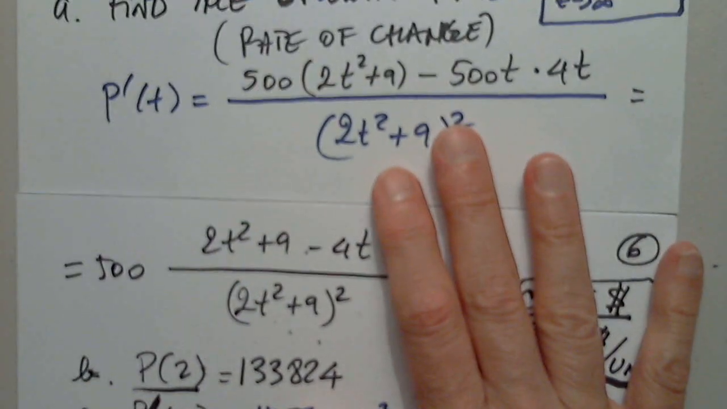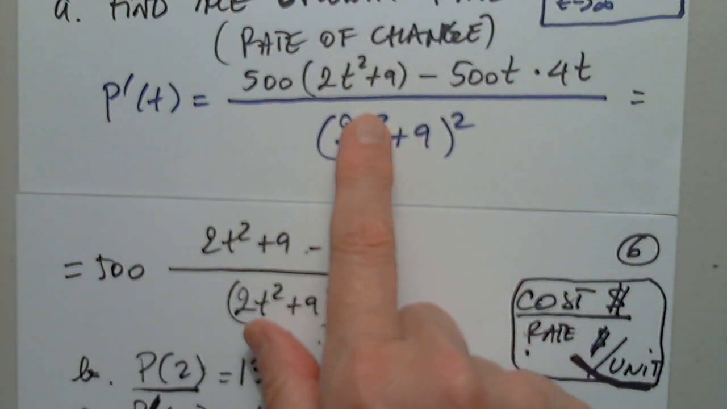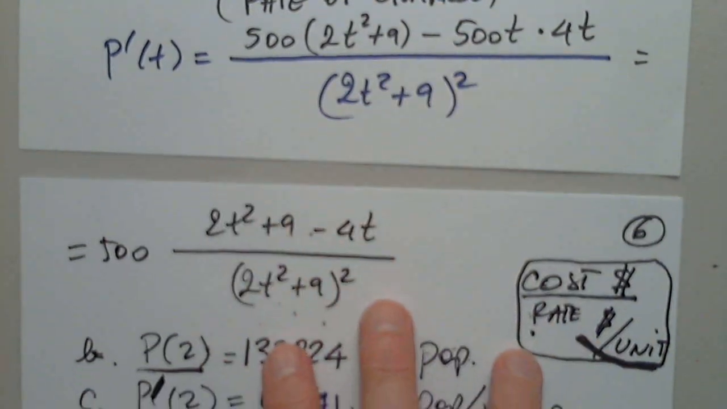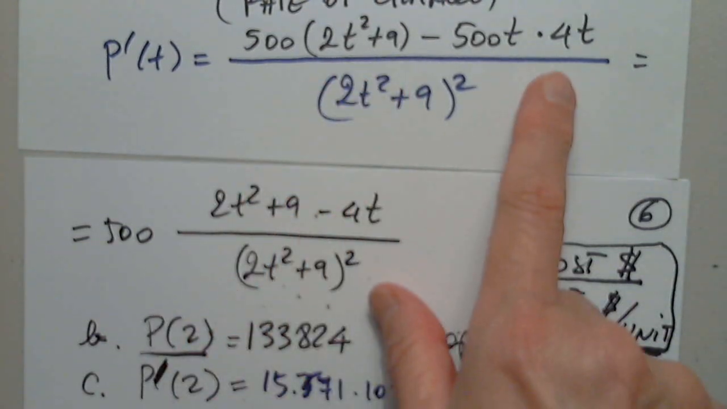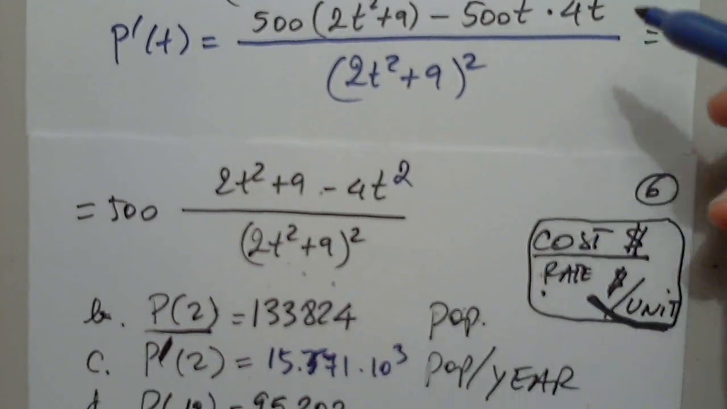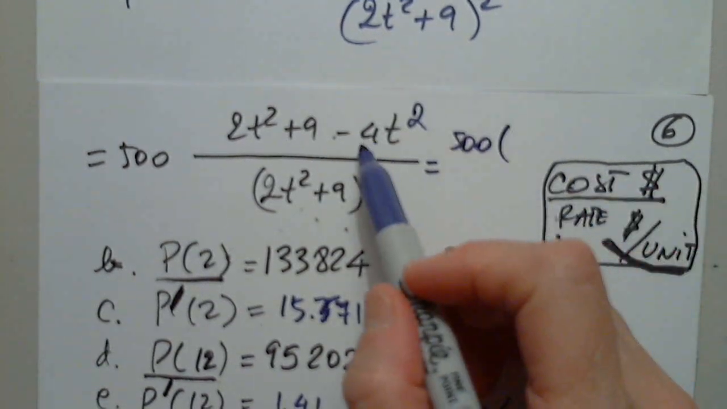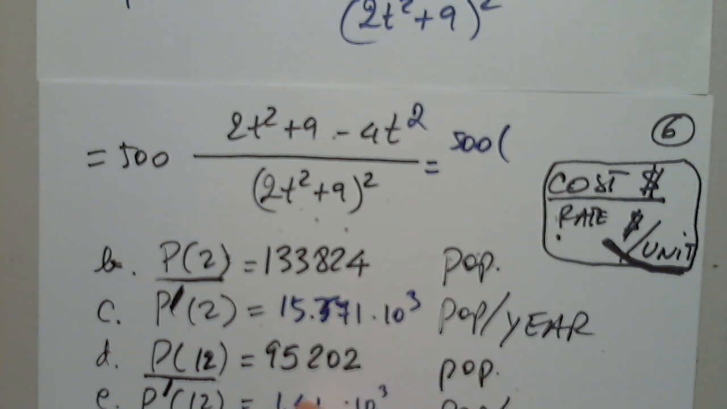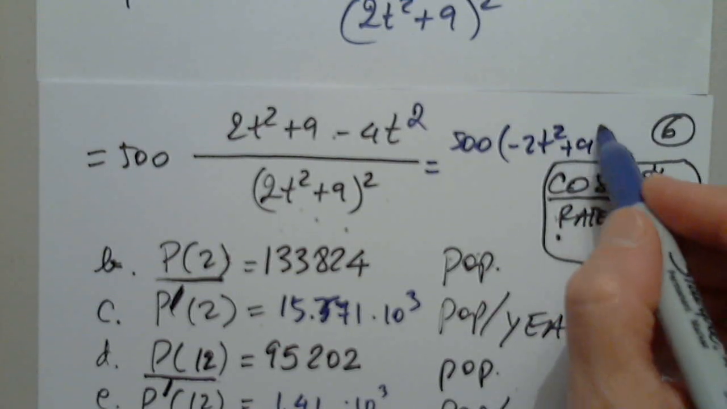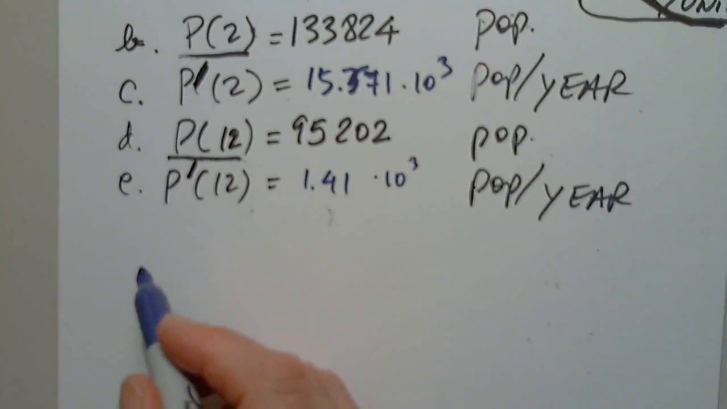Okay, I'm checking one more time just to make sure. So that's 0, 500, correct, minus 500t, and then times 4t. That's correct. I factored out 500. I have 2t squared plus 9, and minus... Got it. So minus 4t squared, sorry about that. So this is 500. That's why P is okay, but P prime is not okay. So negative 2t squared plus 9 over, I'm going to write it again because it's not a good idea to have it right there. Okay, here it is.